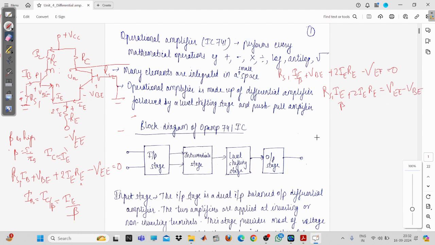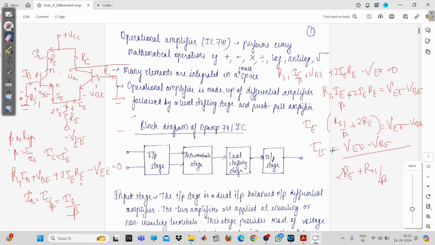Now coming here, I'll keep IE as common. This one is plus only, don't make it IE1. So IE times RS1 upon beta plus twice RE will be equal to VEE minus VBE. This was already explained in the input stage. So IE will be equal to VEE minus VBE upon twice RE plus RS1 upon beta.